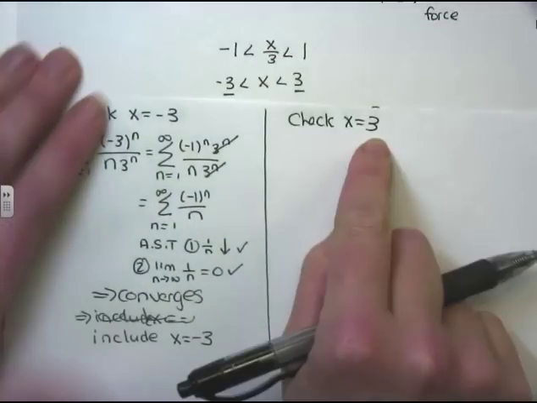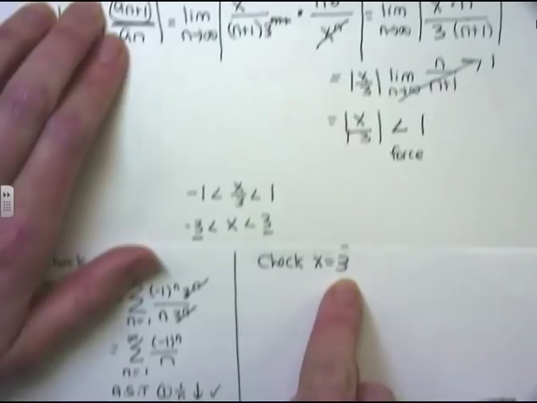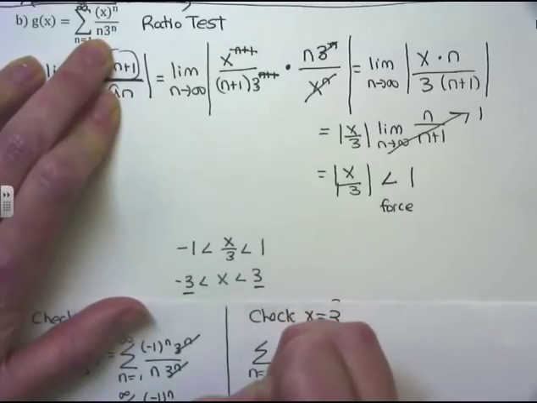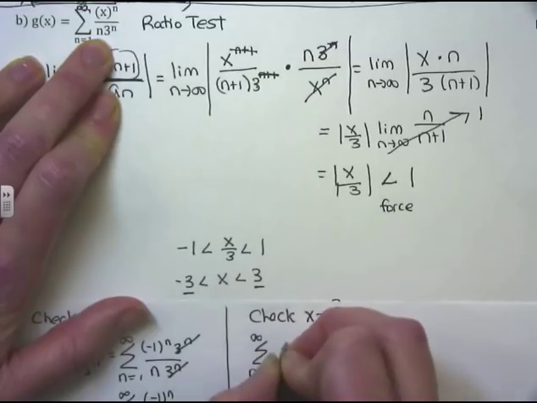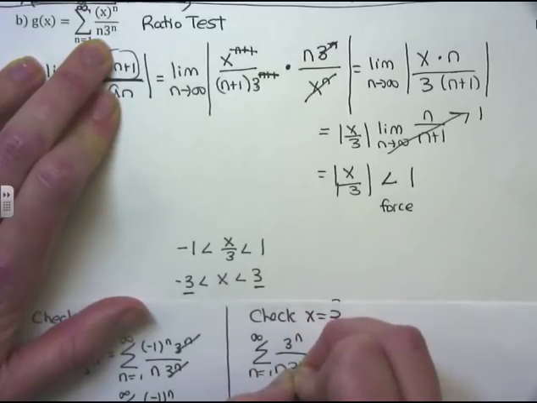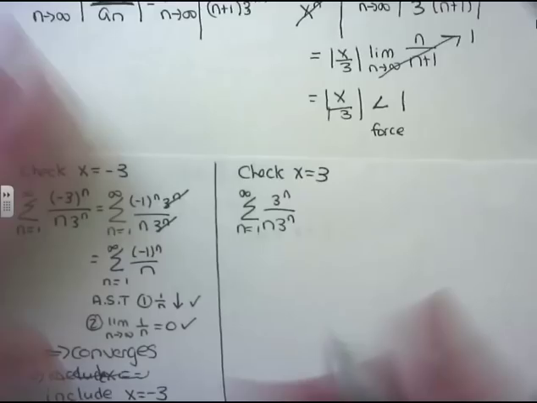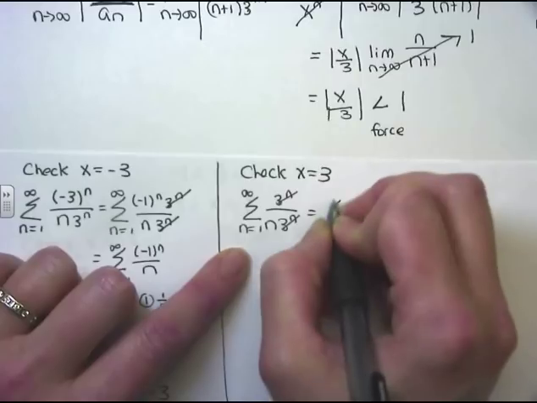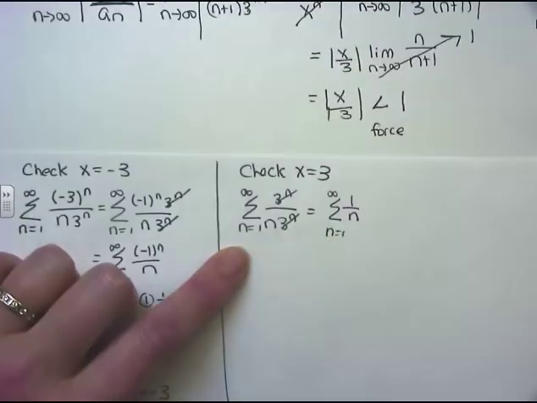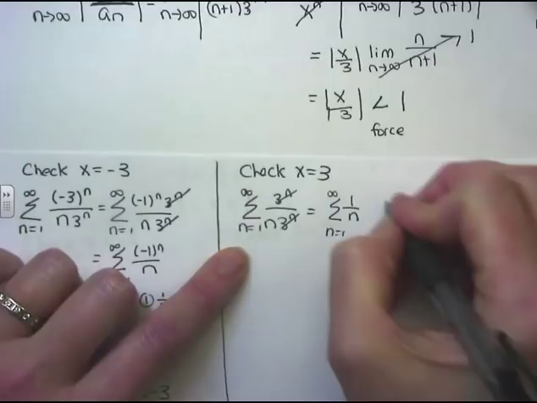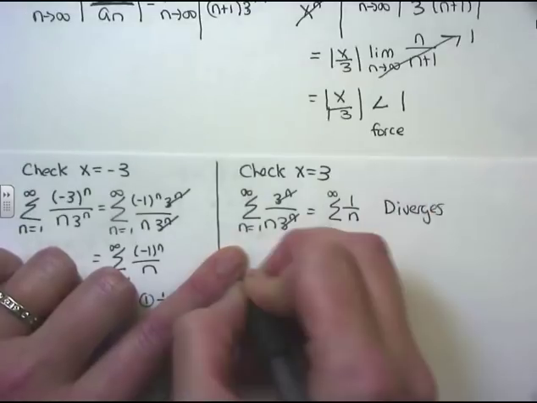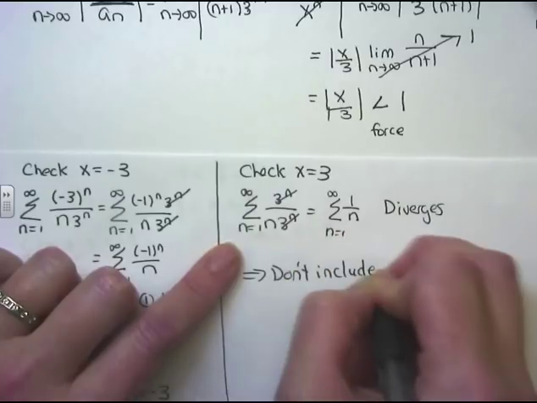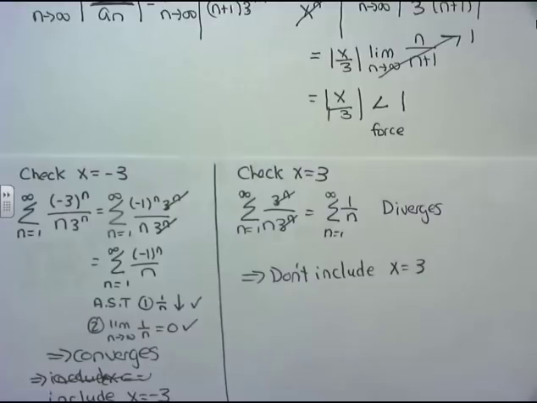When x is equal to 3, I'm going to take again that original series and plug in 3 for x. I would have a series, it's going from 1 up to infinity of 3 to the n over n times 3 to the n. Immediately we should see that the 3 to the n's are canceling. So I have a sum from 1 to infinity of 1 over n. Again, this is our harmonic series, which we know diverges. So I don't include x equals 3 in my solution.